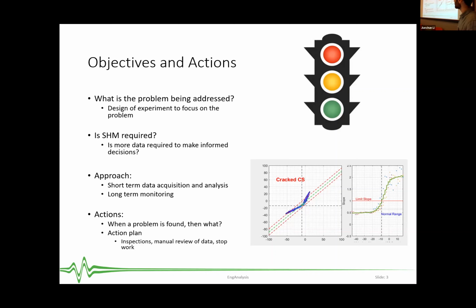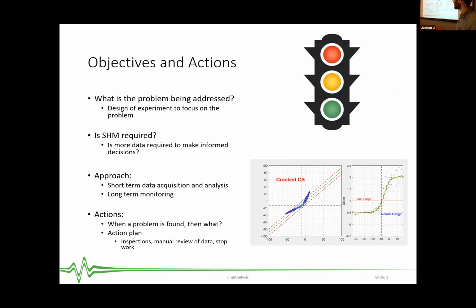Next one, I know we all love structural health monitoring, but first question is, is it required? To borrow an analogy from yesterday, the human healthcare, we're not going around putting pacemakers in every human because we might have a heart problem. It's a risk-based sort of approach where you only measure when you need to. Do you need more data to make an informed decision? And beyond that, you can decide on that approach. Would a week-long trial or a short-term experiment do the job? Or do you need to go into long-term monitoring? Each of these adds complexity and cost.